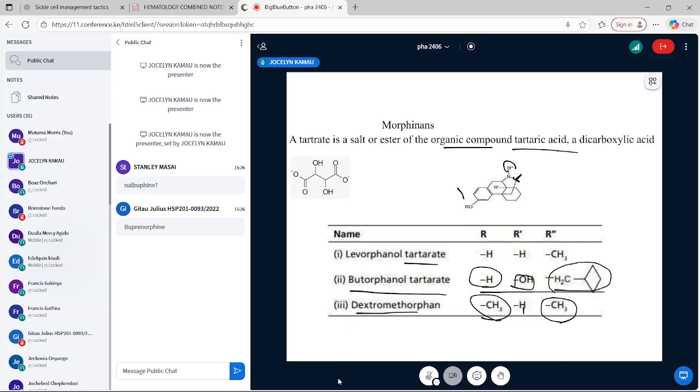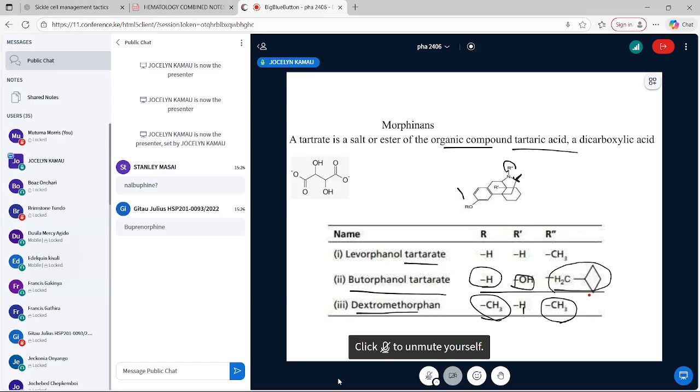Buprenorphine is a norepinephrine derivative. It is a hexacyclic compound. This one is 1, 2, 3, 4. In fact, this has 5 rings. So it cannot be buprenorphine. We have just discussed buprenorphine. Buprenorphine has 6 rings. Getao, look at your structure. Anybody else? Any other suggestion?